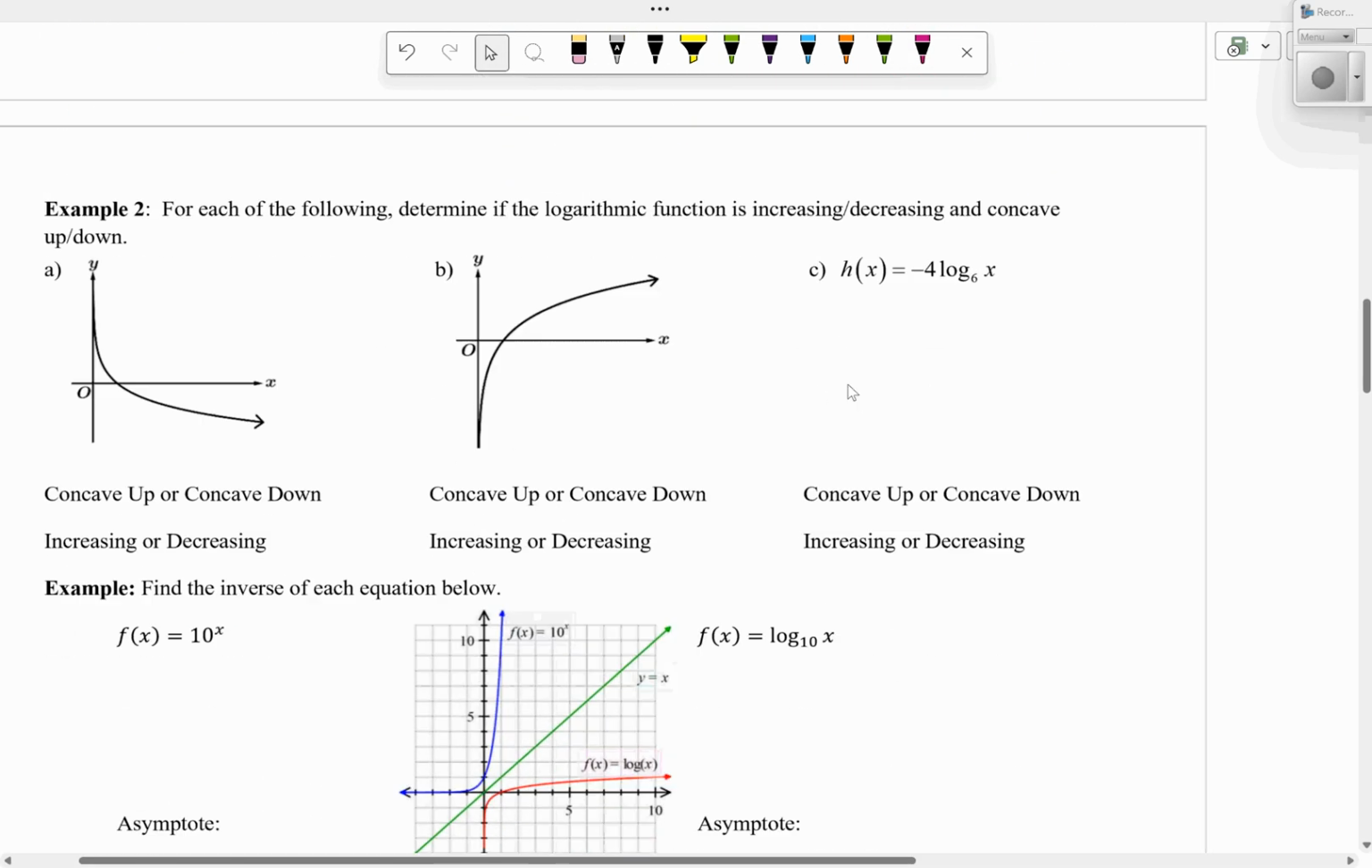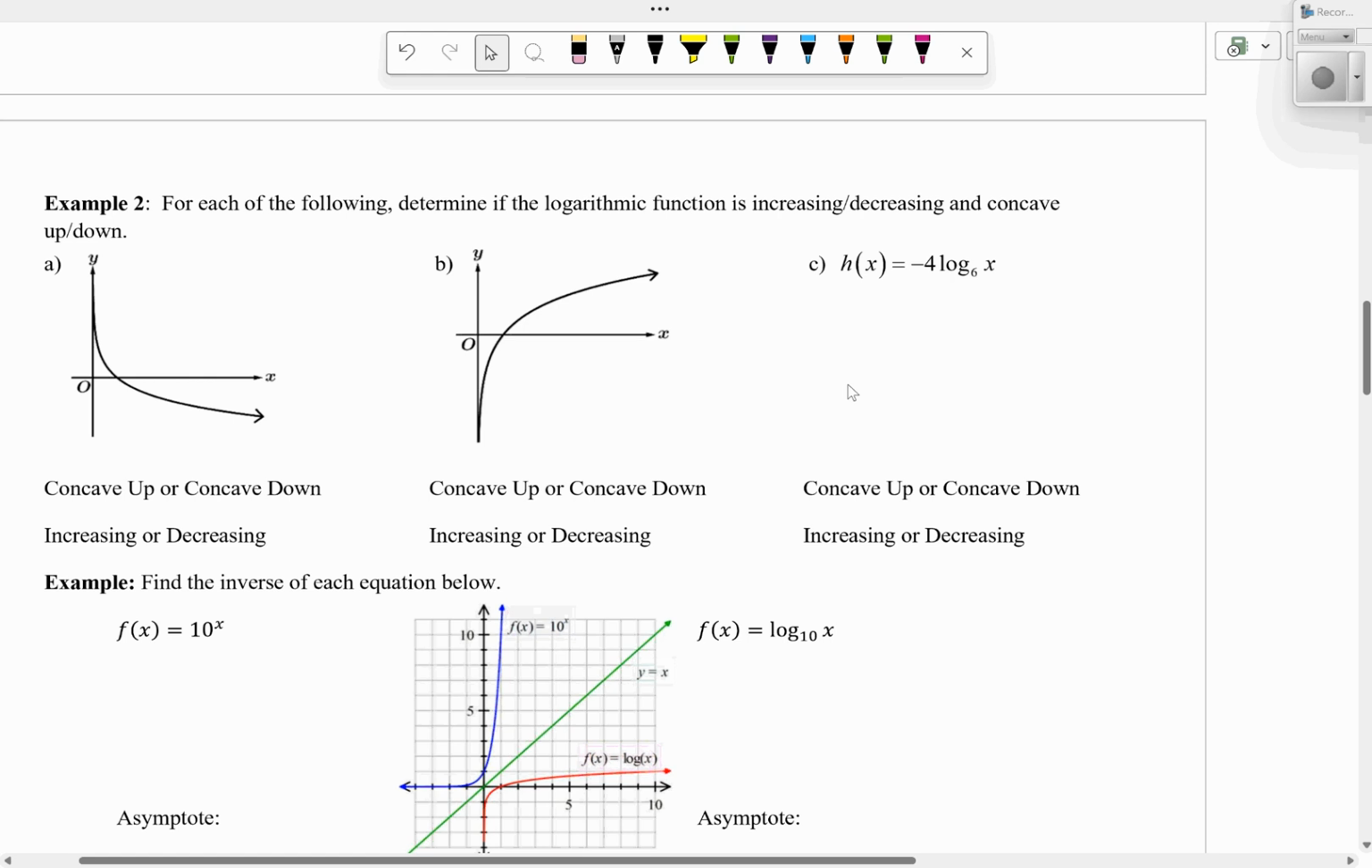So then for the next ones, it says for each of the following, determine if the logarithmic function is increasing or decreasing, and concave up or down. So looking at this graph right here, we can see as we go from left to right in our graph, our y values are decreasing. And then the curve, notice it's bending upward, so this would be concave up in this case.